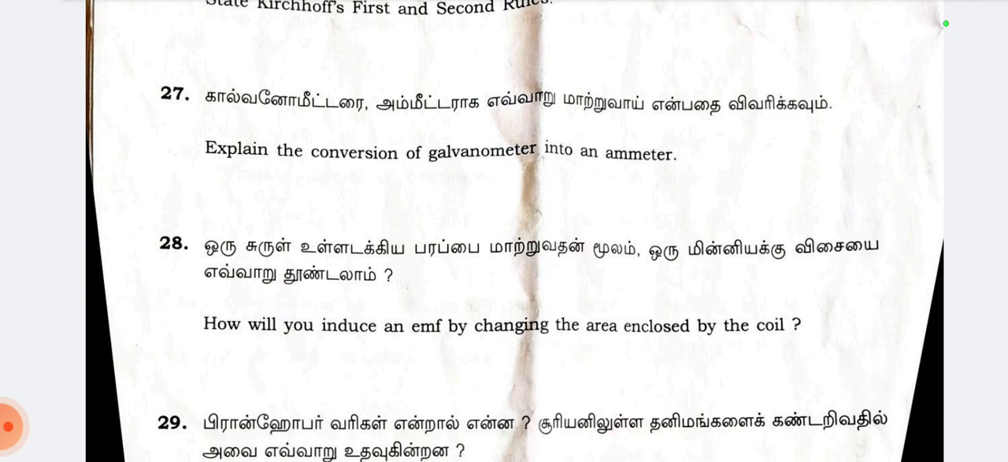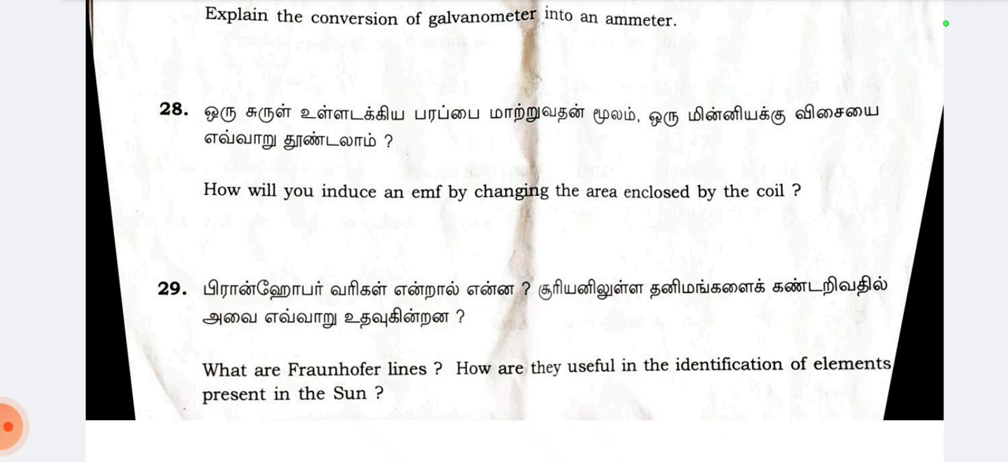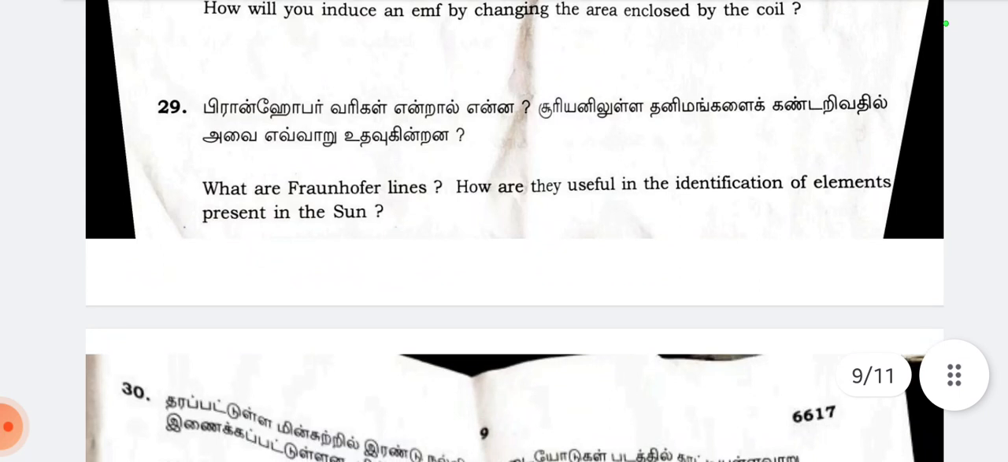27th question, explain the conversion of galvanometer into an ammeter. 28th question, how will you induce an EMF by changing the area enclosed by a coil? 29th question, what are Fraunhofer lines? How are they useful in the identification of elements present in the sun?